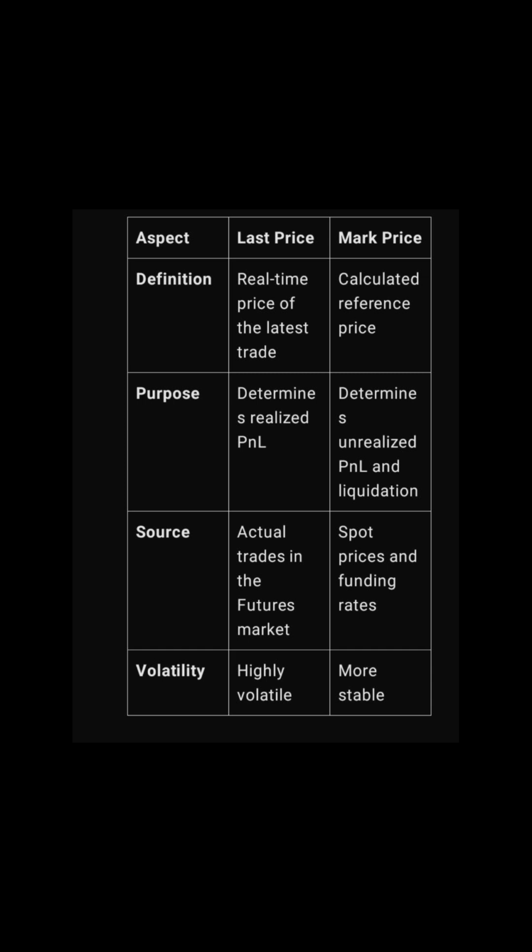Let's look at this. So on the trading chart, right, the high price and low price are the highest and lowest last prices recorded during a specific time frame. These values are based on actual trades, not calculated metrics like the mark price. Let's look at some real life analogy to simplify things.